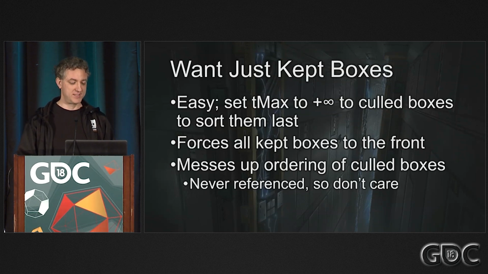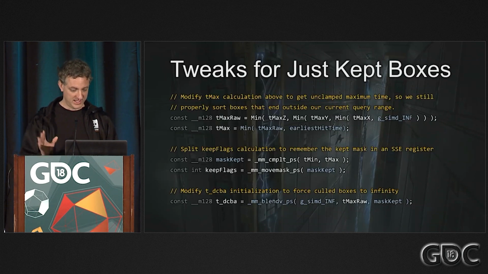And then we only want to keep the boxes that passed our test, but we've been sorting all the boxes together. So how do we limit it to the ones we care about? We just force the time to infinity for the ones we don't care about, and the ones we like are in the front. We don't care what happens at the end. So that's pretty easy. There's just a couple of minor tweaks here, which you can look at later. It's just a couple extra instructions.